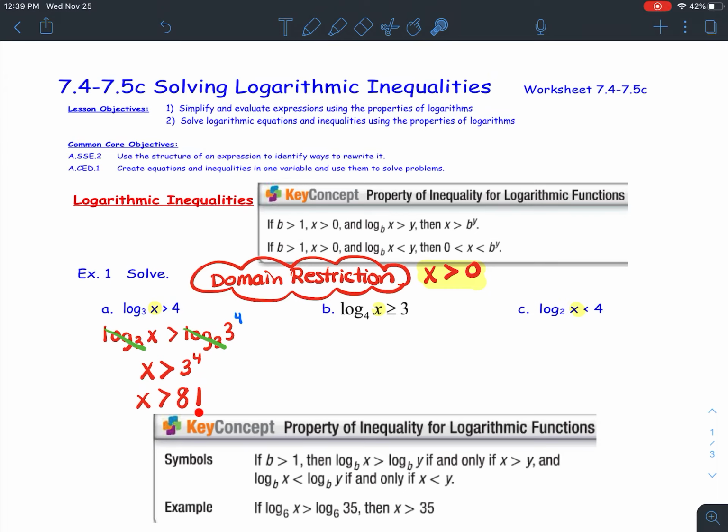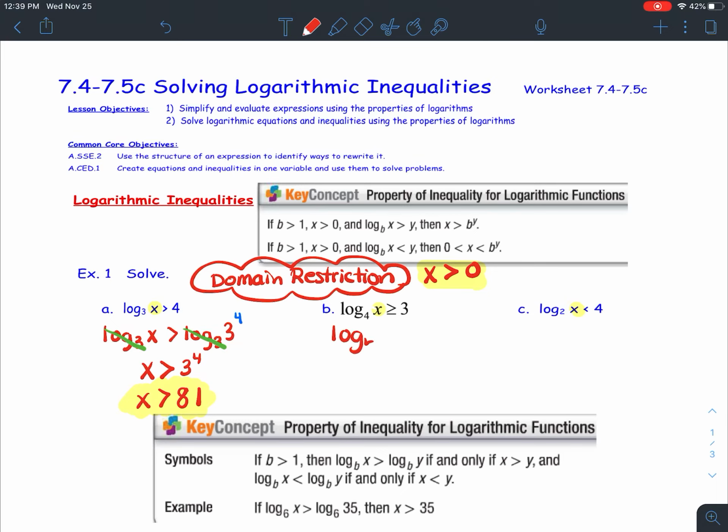So if my restriction is that x has to be greater than 0, I just need to look at my answer and make sure it agrees with my domain restriction. In other words, are numbers that are greater than 81 also numbers that are greater than 0? And the answer would be yes. Okay, that's true. So I'm going to circle, highlight that. That's going to be my answer.